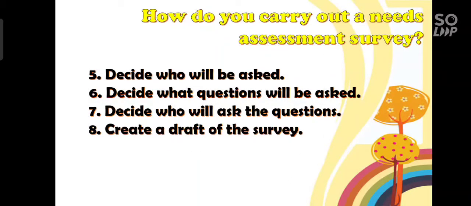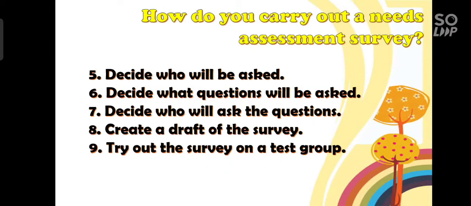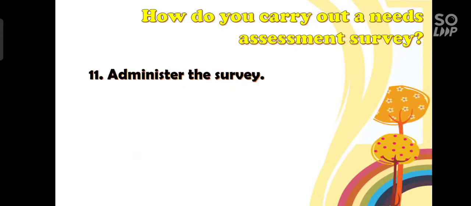Number 8, create a draft of the survey. So include the instructions. This is an often neglected part of the survey work, but don't forget it. Your instructions will set the tone for those who will be responding. Number 9, try out the survey on a test group. Number 10, revise the survey on the basis of your test group feedback. So sometimes this test and revision process may need to be repeated more than once. Number 11, administer the survey.